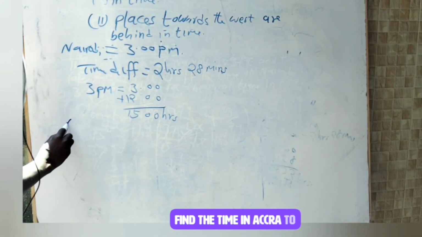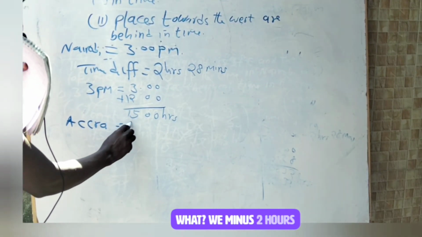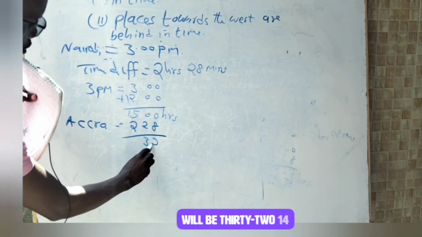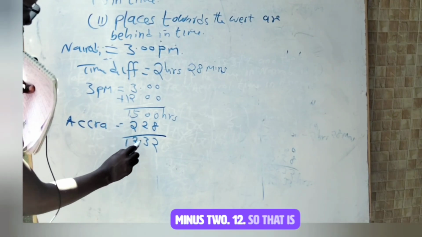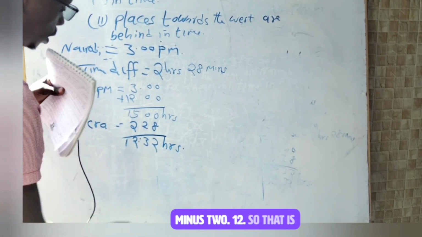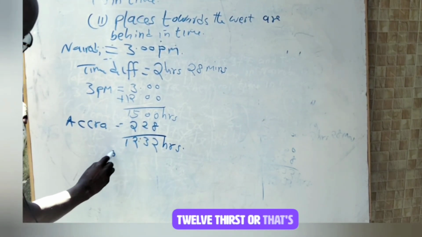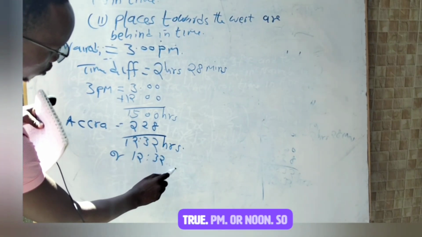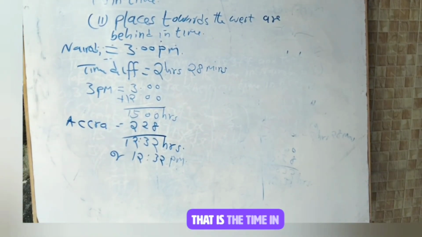Now to find the time in Accra, we minus 2 hours and 28 minutes. This will be 15:00 minus 2:28, which gives about 12:32, that is 12 hours, or 12 noon, 12 p.m. So that is the time in Accra. That's how we find the time in Accra.